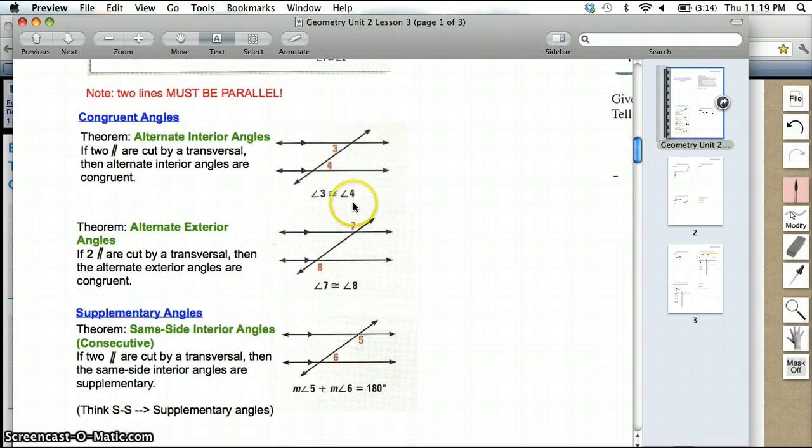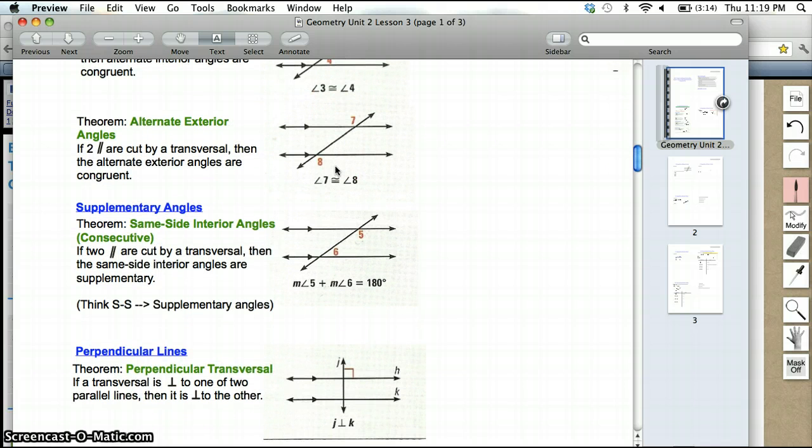Let's go down to alternate interior angles. The reason they're called alternate is because angle 3 is on one side and angle 4 is on the other side of the transversal. So they're on alternate sides, and they're also on the inside of your two lines. So angle 3 and angle 4 are alternate interior angles, and angle 3 is equal to angle 4.